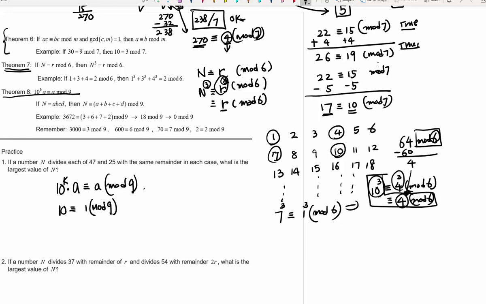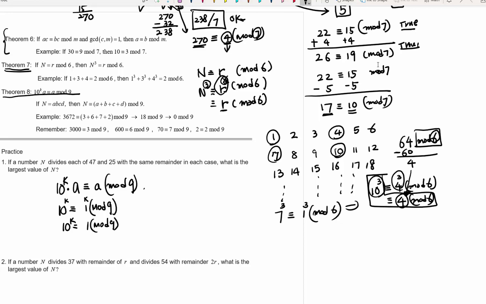10 and 1 are in the same column. I use a very small number to make it easy. That means 10 divided by 9, the remainder is 1. So for multiplication over here, 10 to the k is still 1, and 1 to the k is still 1. So it is 1 mod 9.